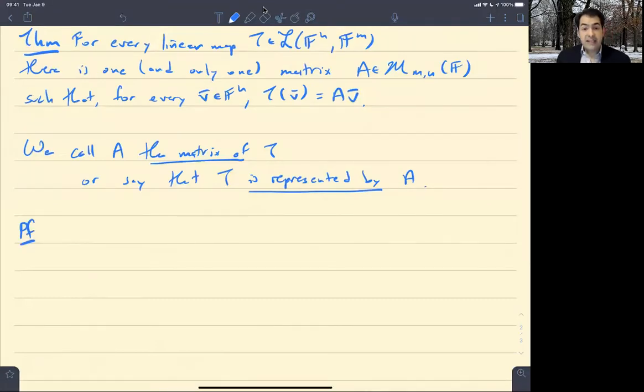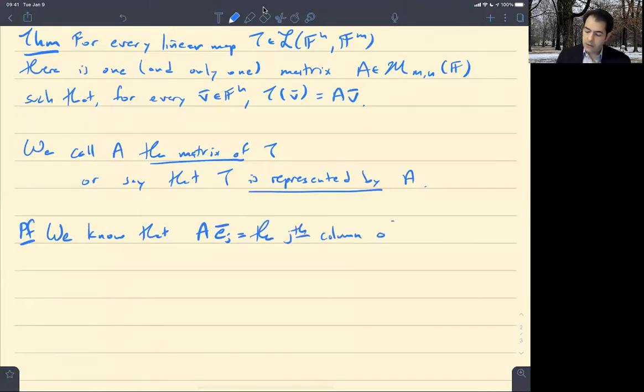Okay, and the reason is that let's say you had a matrix and you're looking at matrix vector multiplication. We've seen how to find the columns of that matrix, right? So we know that A times EJ is equal to the jth column of A. Remember that EJ is the vector that has zeros in all of its positions except for the jth position, where it has a 1, right?